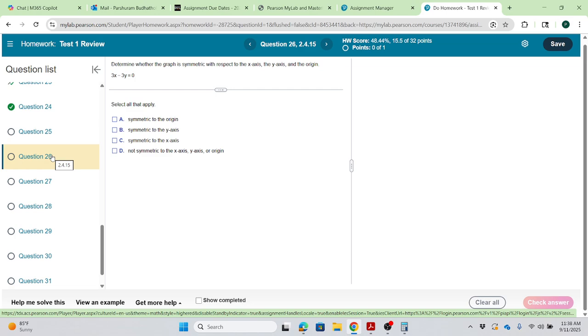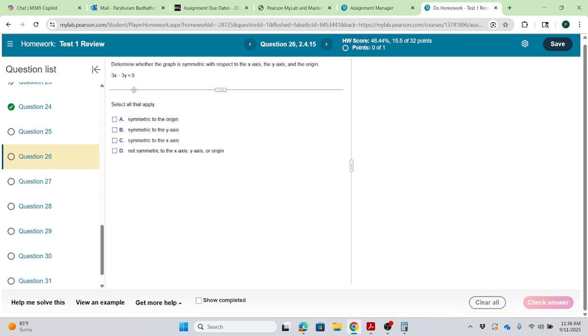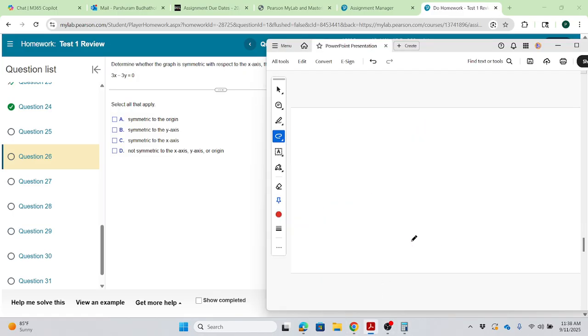Okay, determine whether the graph is symmetric with respect to the x-axis, y-axis, and then origin. The rule for the y-axis is you just replace x by negative x, and then if it still gives you the same equation. In this case, if I replace x by negative x and try to simplify it, after factoring negative, it would be equal to 0. Is this the same as the first equation? The answer is no, so it's not symmetric with respect to the y-axis.